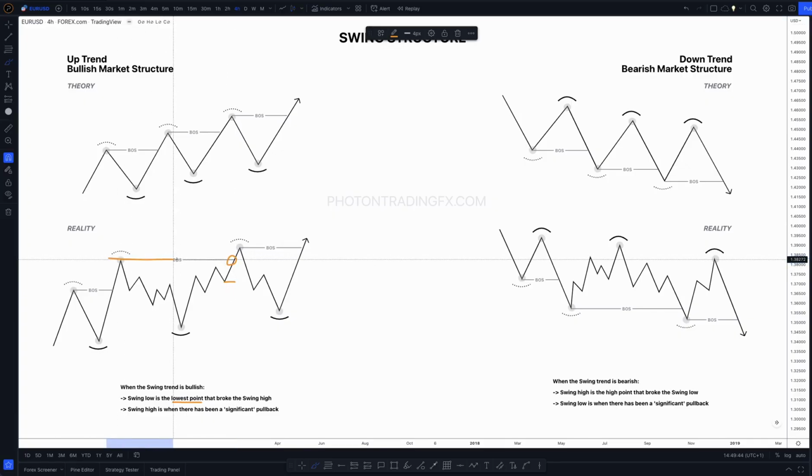Because obviously at this point, we're trading between this high and this low, and price pulls back and it does its thing and it messes around. But once we get that bullish break of structure and the swing trend continues to the upside, the low doesn't stay here. We need to find the new low. And the new low is the lowest point that broke the swing high. So when we look back, obviously we can see it's this low here.